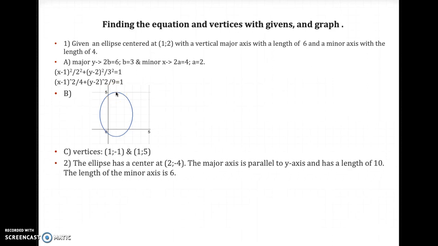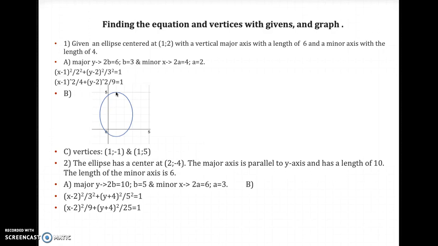The second is an ellipse that has a center at (2, -4). The major axis is parallel to the y-axis and has a length of 10. The length of the minor axis is 6. So major is y, and 2b equals 10, and b equals 5, and the minor axis is x, and 2a equals 6, and a equals 3. So our formula should look like this: (x minus 2) squared over 3 squared plus (y plus 4) squared over 5 squared equals 1. Which means this.